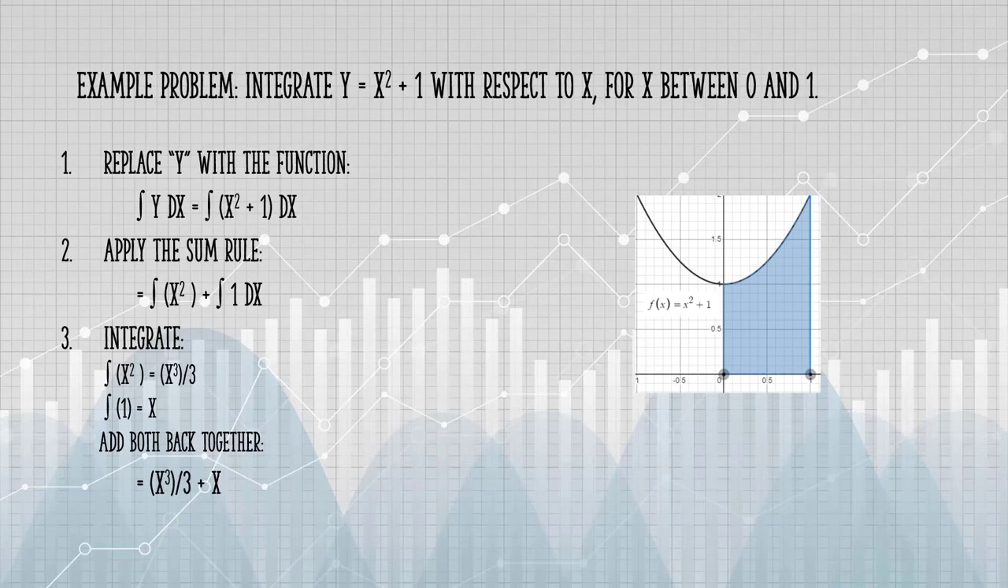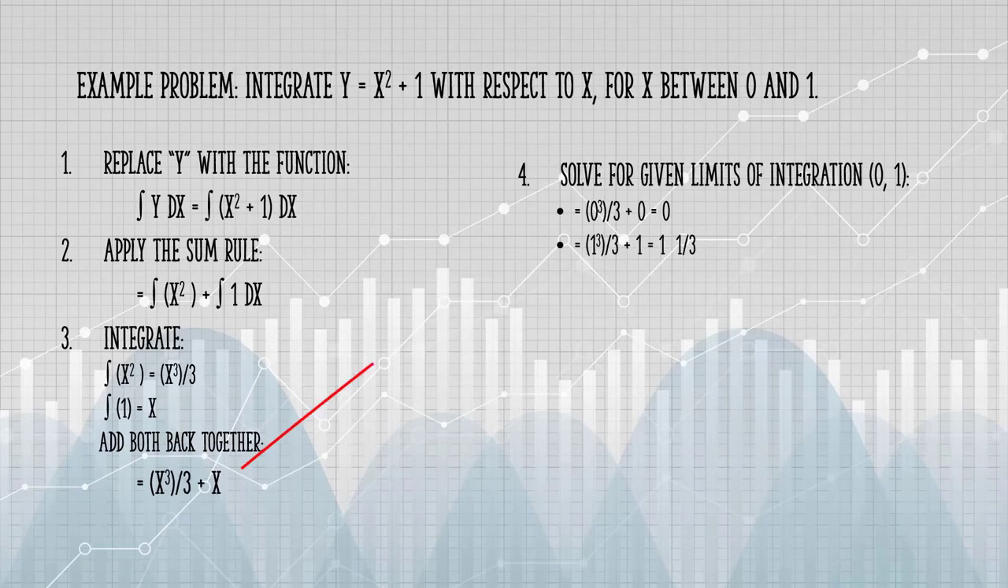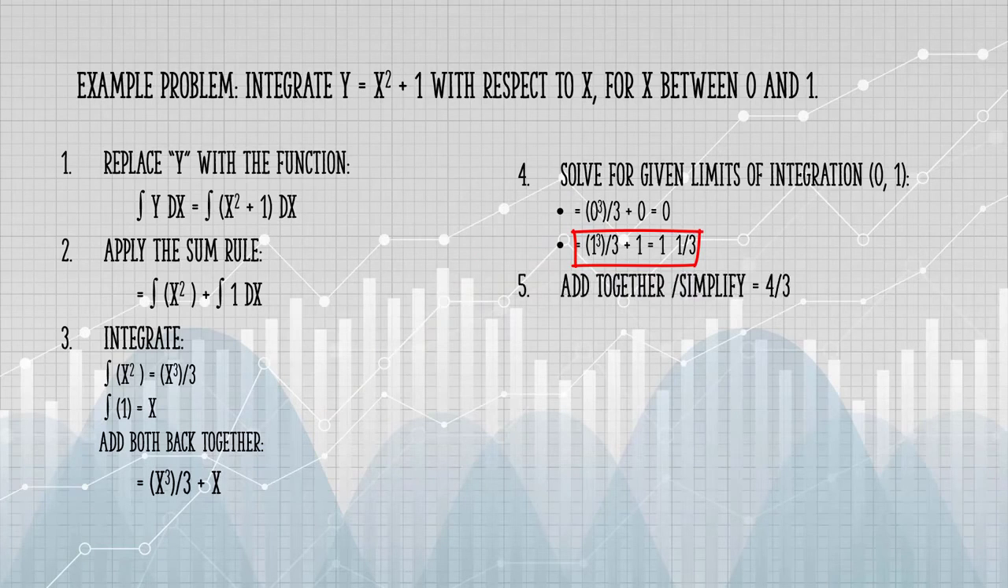The last step is to take that formula and plug in our limits of integration. If we put 0 into the formula, we get 0. And if we put 1 into the formula, we get 1 1/3. We add those together, or simplify. That gives us 4/3.